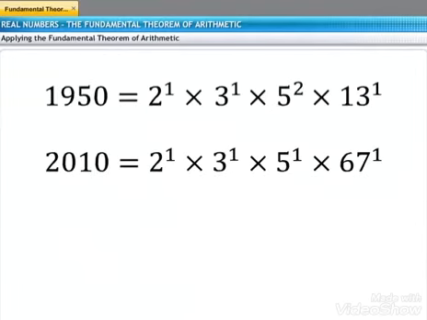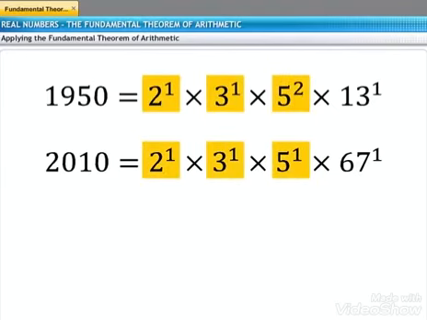Let us first find the highest common factor, or HCF, of these two numbers. To find the HCF of the two given numbers, locate the common factors in their prime factorization. 2, 3, and 5 are the common factors in the prime factorization of 1950 and 2010. Next, find the product of the terms containing the least powers of common prime factors of the two numbers. Let's see what this means.